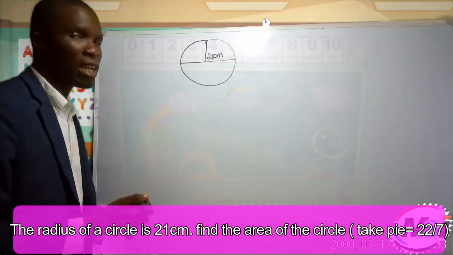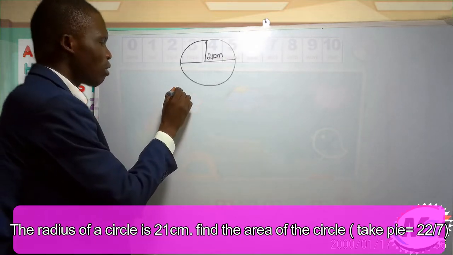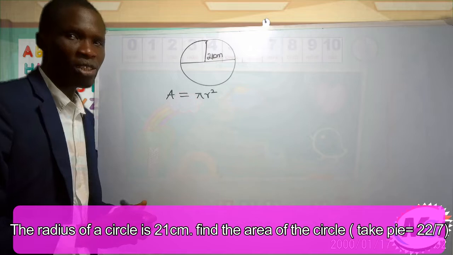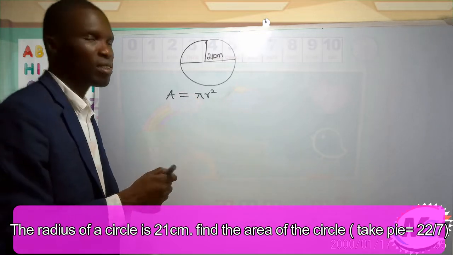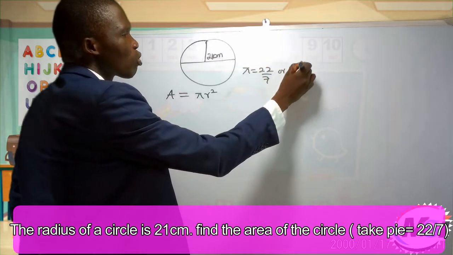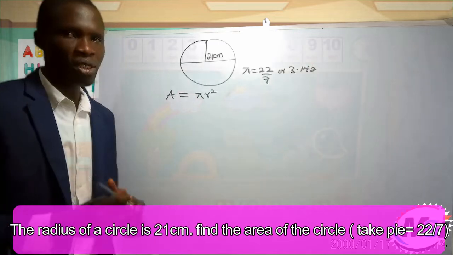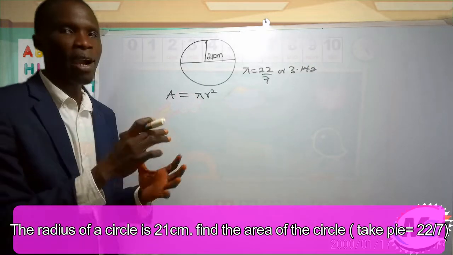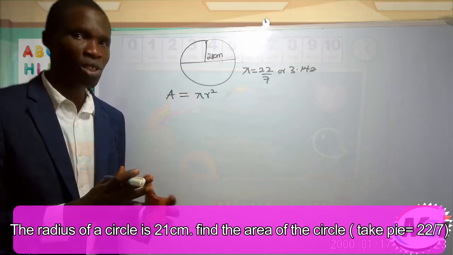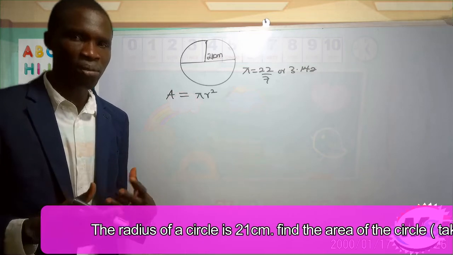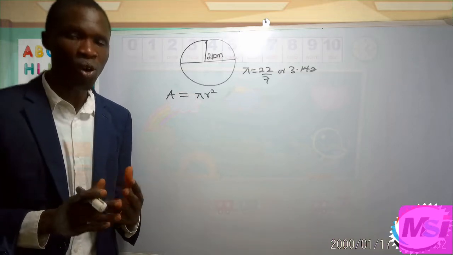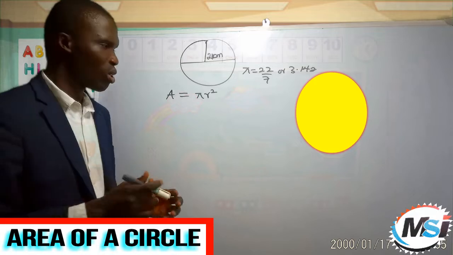Now, to find the area of a circle, the formula to use is A equals pi r squared. Don't get confused. This pi could be 22 all over 7 or 3.142. Sometimes in the question they will say take pi to be 22 all over 7 or 3.142. Sometimes in the question they might not say that. So just have it at the back of your mind that pi is equal to 22 all over 7 or 3.142. So let's move forward.